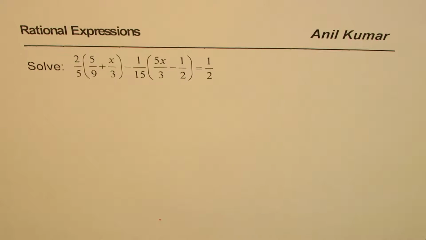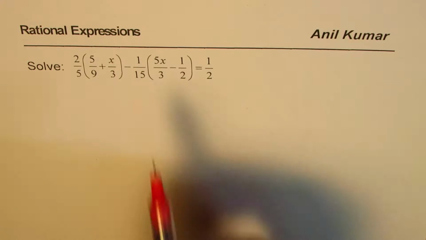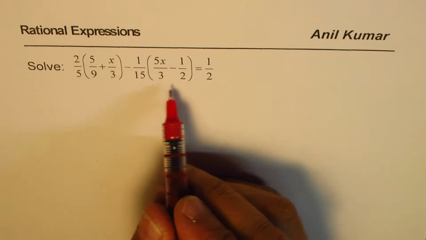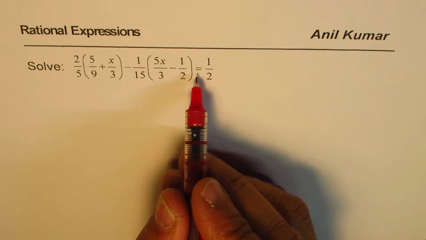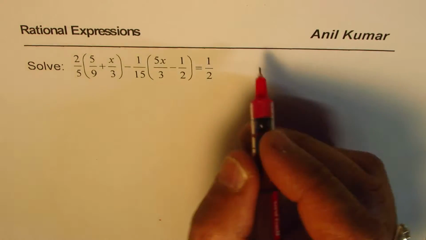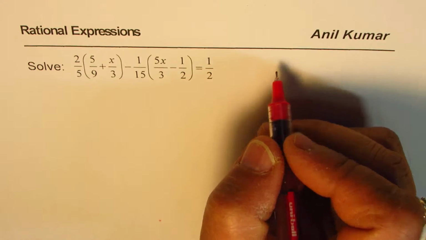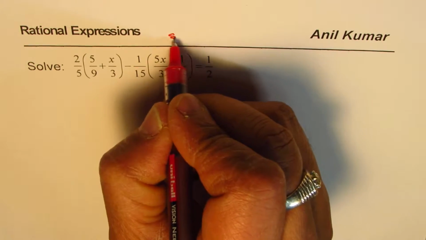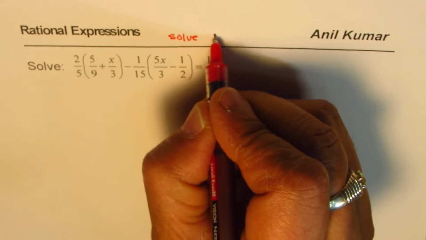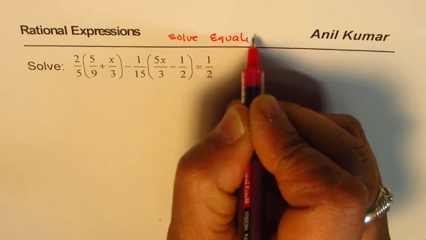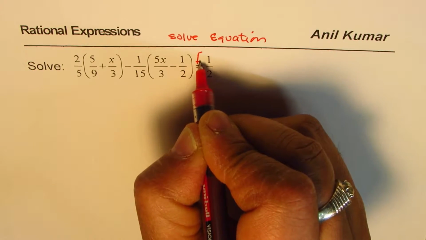You can pause the video anytime, solve, and look into my suggestions. As you see in this particular example, we have rational expressions on each side of equality. So we are saying solve. So it's basically solve equation, right? Let me write clearly. We should say solve rational equation, since we have equal to sign here.